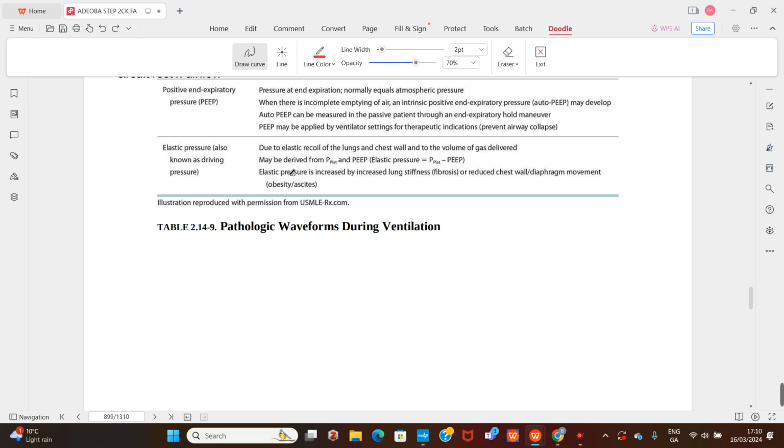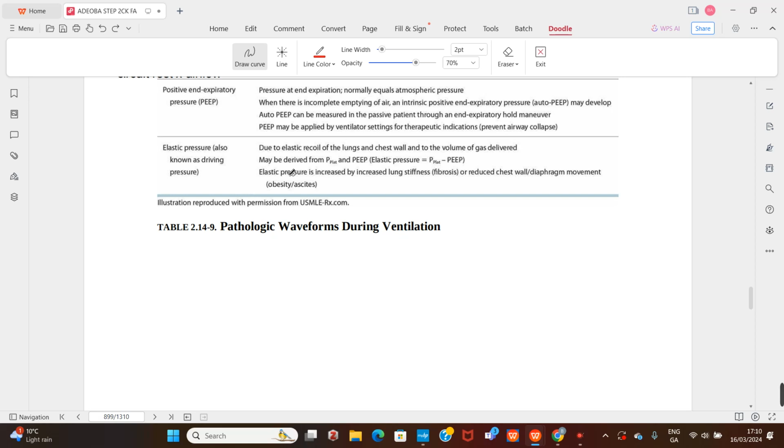We said it, right? What's the formula for Plateau pressure? Anybody want to remind us? It's elastic pressure plus PEEP. So once we know Plateau pressure and PEEP, we can calculate elastic pressure. Elastic equals Plateau minus PEEP, Stephanie.